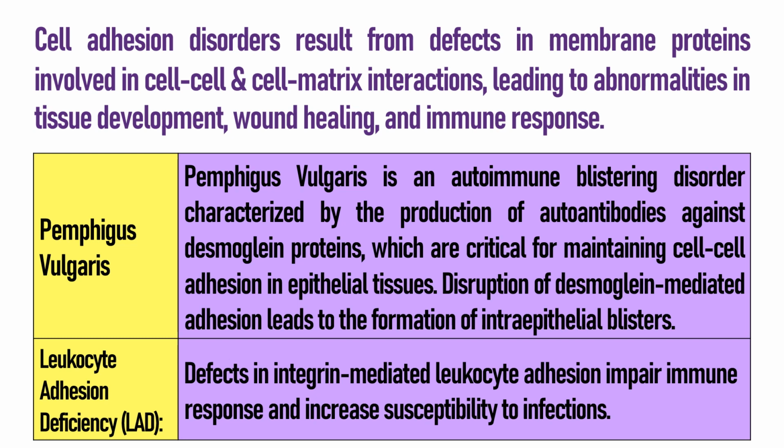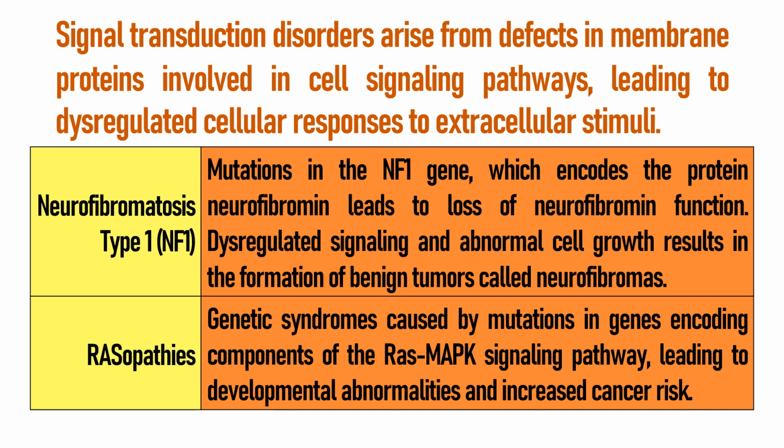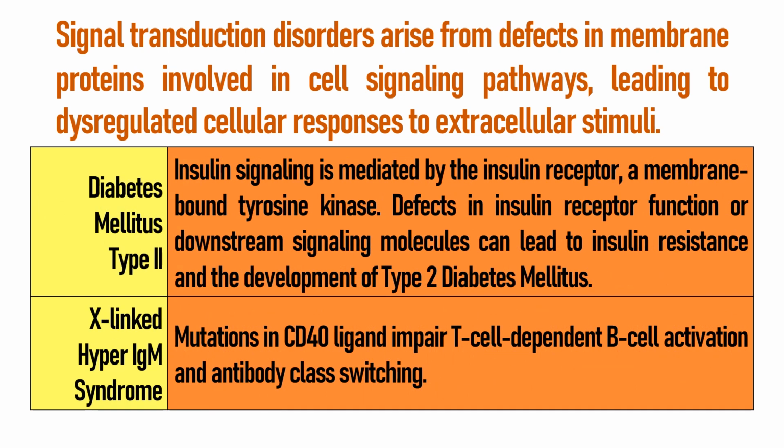Leukocyte adhesion deficiency is caused by defects in integrin-mediated leukocyte adhesion. Signal transduction disorders arise from defects in membrane proteins involved in cell signaling pathways, leading to dysregulated cellular responses to extracellular stimuli. Neurofibromatosis type 1, causing benign tumors, and various rasopathies, causing developmental abnormalities and increased cancer risk, are notable examples. Diabetes mellitus type 2 is perhaps the most well-known disease in this class.